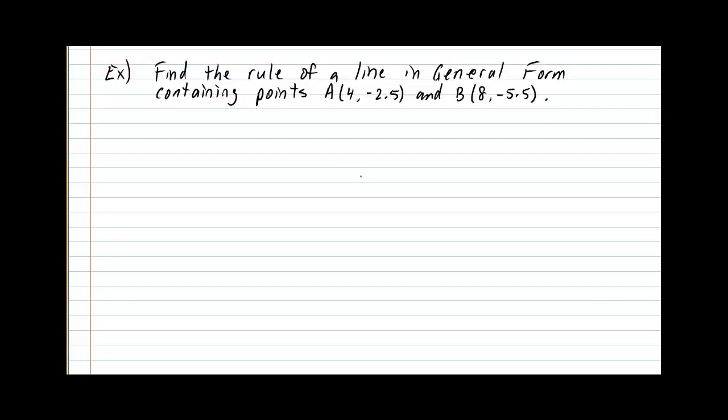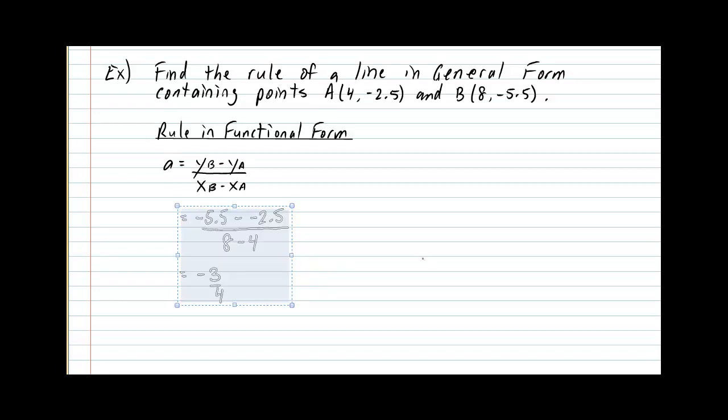To illustrate what I just said, please take a moment to prepare the following example in your notebook. First, we must find the rule of this line in functional form. The slope of the line is equal to yb minus ya divided by xb minus xa. Completing our calculations using two given points, we should get a slope equal to negative 3 over 4.